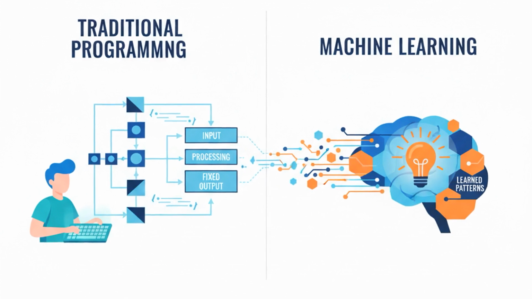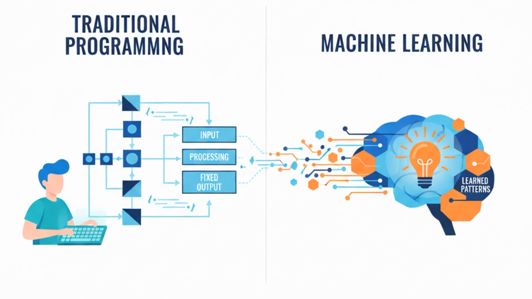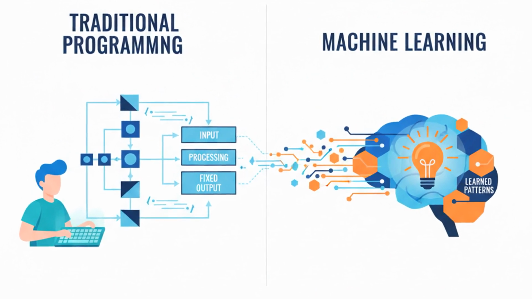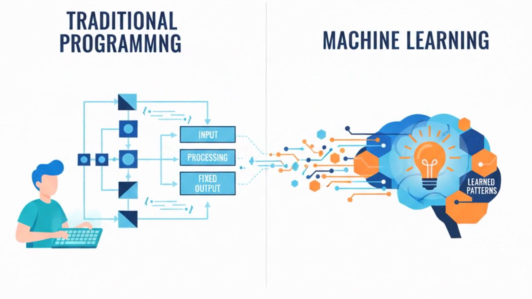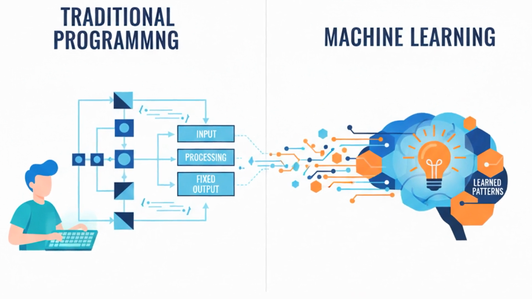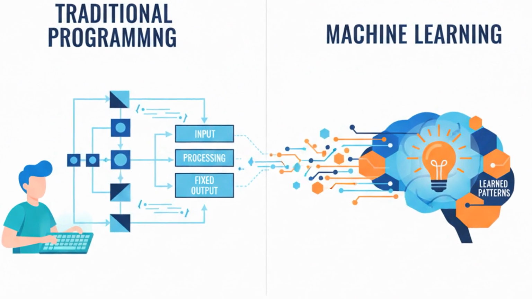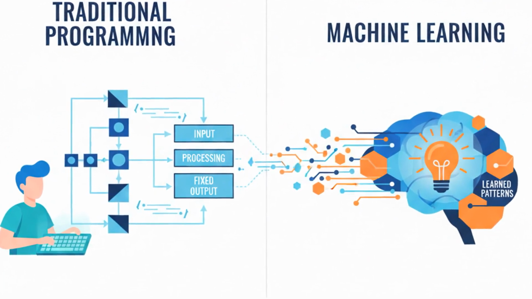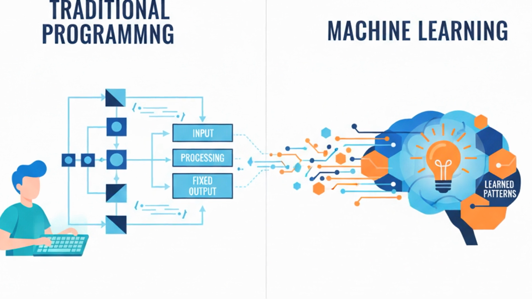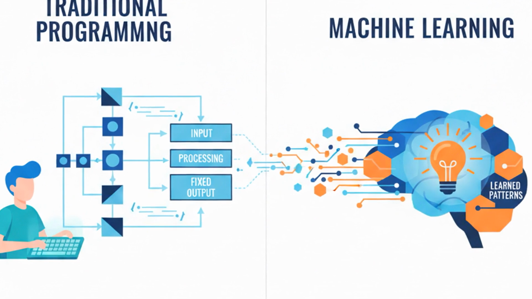Your phone unlocks when it sees your face. Your email magically separates important messages from spam. And somewhere in a lab, a computer program just taught itself to beat the world champion at the most complex board game ever created. These aren't three different technologies. They're three different flavors of the exact same thing: machine learning.